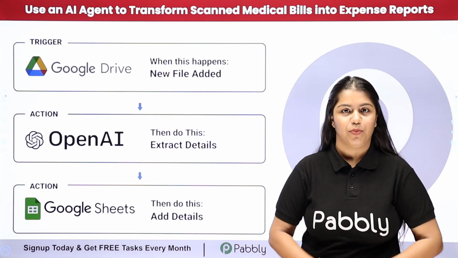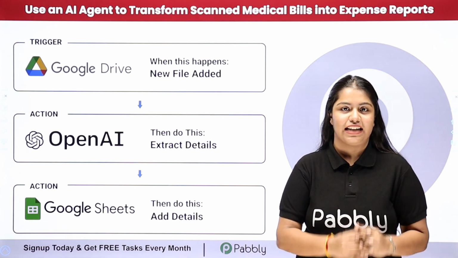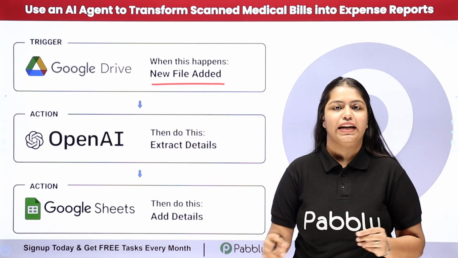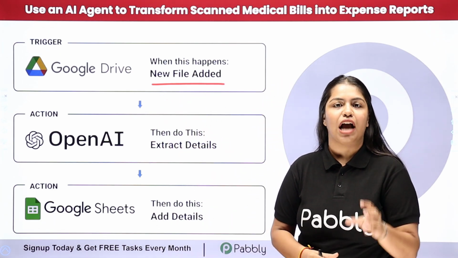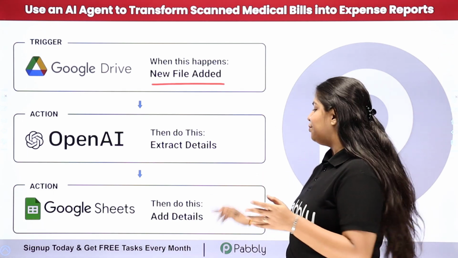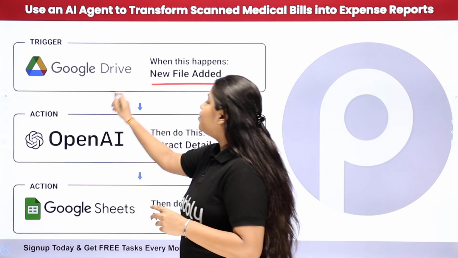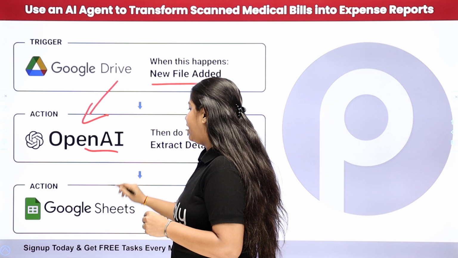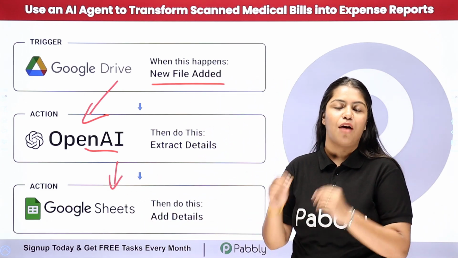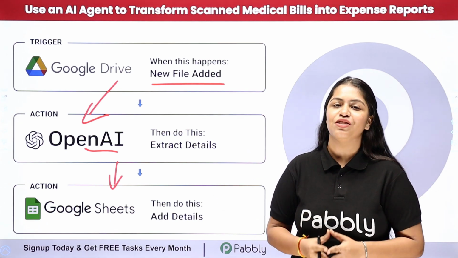So to solve this problem, I have simply created this amazing automation where, as soon as I add a new medical bill into my Google Drive, automatically my AI agent is going to extract the content from that medical bill, and further we are just going to add that content into our Google Sheets. So to do this, we are simply going to create a connection between Google Drive, my AI agent, which is OpenAI, and Google Sheets. And to create this connection without knowing any programming or coding language, we are just going to use Pabbly Connect. It is an amazing automation software.